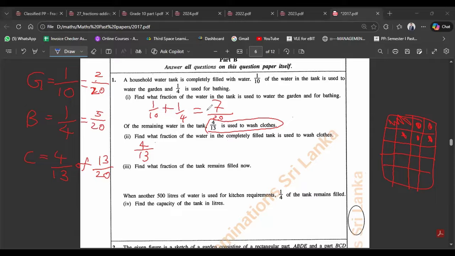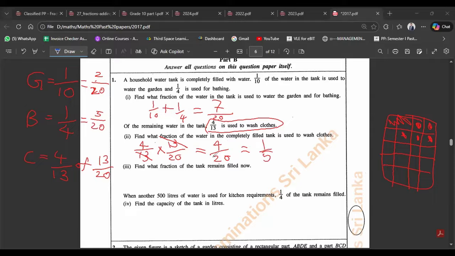Himasha? Okay, great. So now they are saying 4 over 13 is used from the remaining. So what we have to do is multiply 4 over 13 by the remaining, which is 13 over 20. Now, can you tell me how to simplify this? I can simplify 13 and 13, right? Because we have multiplication in the middle. Now, a small tip. Actually, you can simplify 4 and 20 as well, but don't do that. Write the fraction as 4 over 20 and then write the simplest form, 1 over 5.